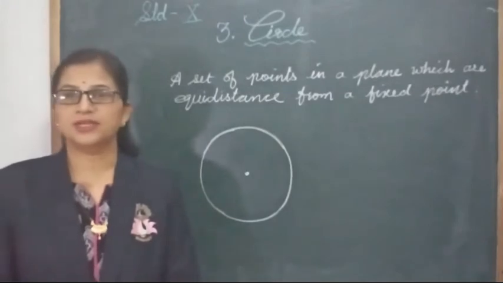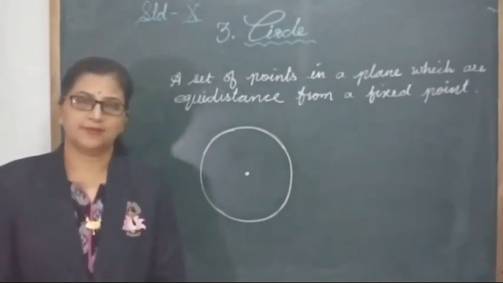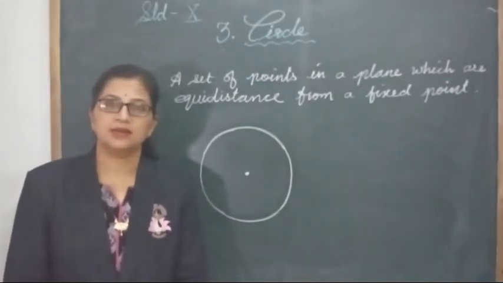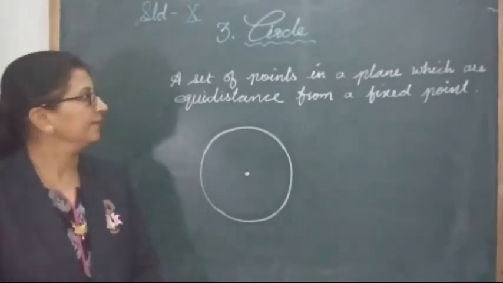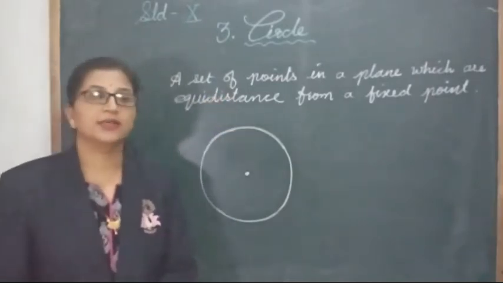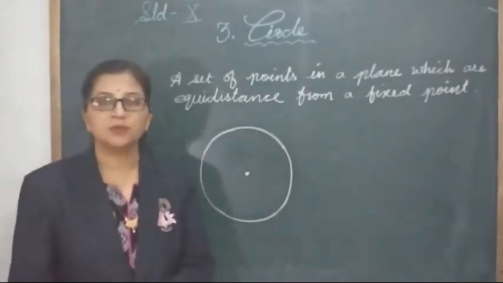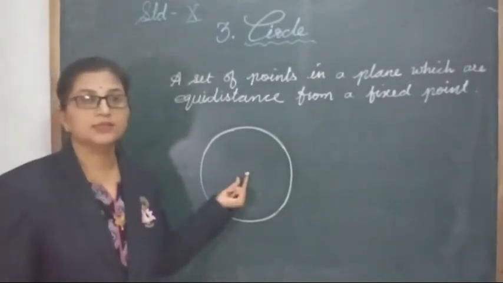Today we are going to study the third chapter of 10th standard, that is circle. So how can we define a circle? A circle is a geometrical closed figure and we can define it in this way: a set of points in a plane which are equidistant from a fixed point. The fixed point is called the center.